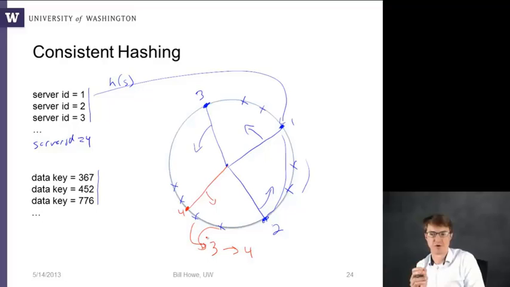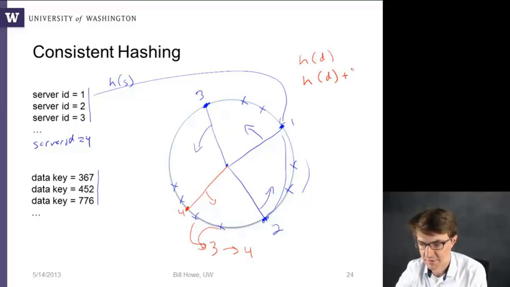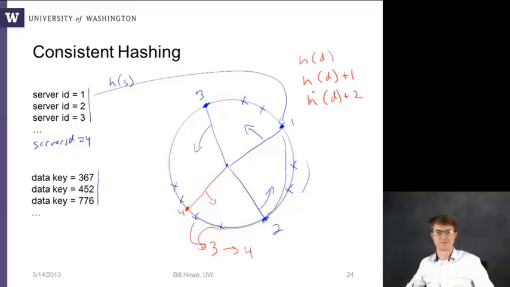And there are all kinds of extensions for supporting replicas when you need to put data items in more than one place. Well, you just hash it to different places. So if you want to hash the same data item to multiple places, compute h of d, where d is the data key, and then also put it in all three places, and you're done.